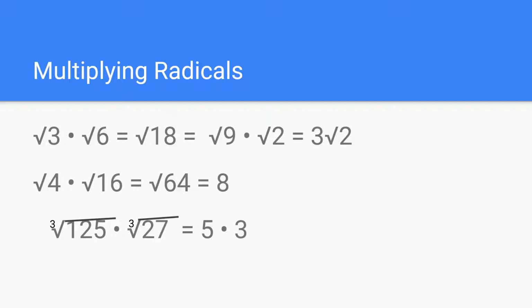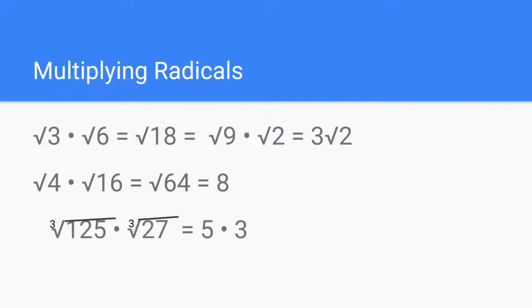The next one we're going to try and simplify or multiply is going to be the square root of 4 times the square root of 16, which gets you the square root of 64, which equals 8. Another way you could do it is the square root of 4 equals 2, and the square root of 16 equals 4, so 2 times 4 equals 8.